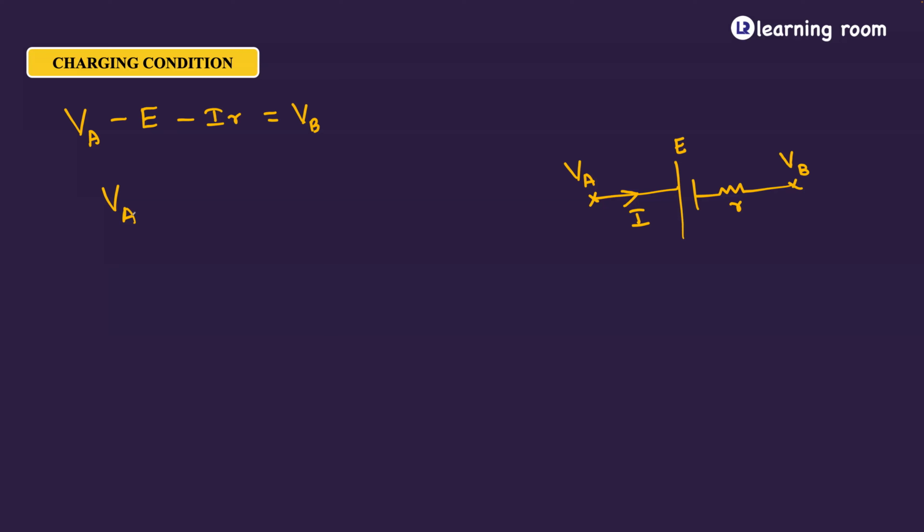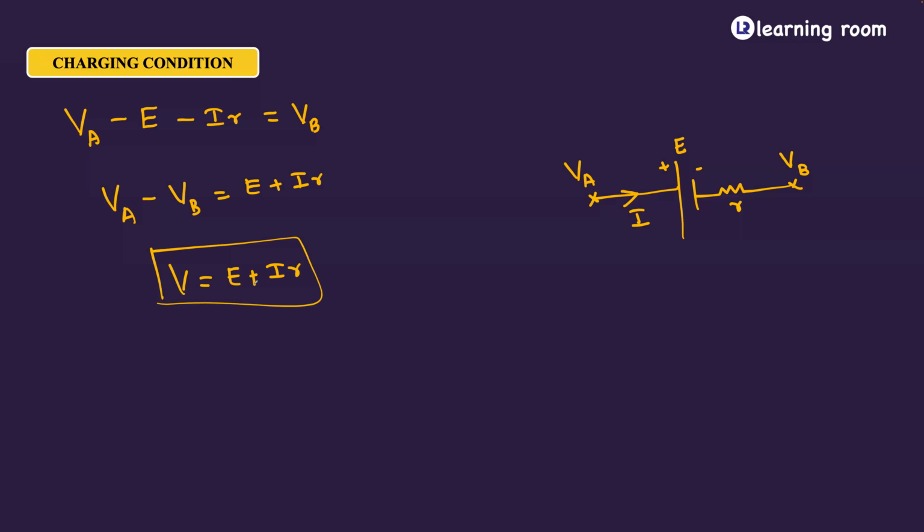See, start from VA. When you go here, you're walking from higher to lower potential. So you're losing energy. That is why minus E. Across the resistor, you're walking in the direction of current. Means again, you're walking from higher to lower potential. So that is why you're losing an energy of minus IR. This will be equal to the energy that is left out at this point, which is VB. Okay. So if you rearrange it, VA minus VB will be equal to E plus IR. So the terminal potential difference here is going to be E plus IR. So unlike the previous scenario, here it will be the sum of those two values.